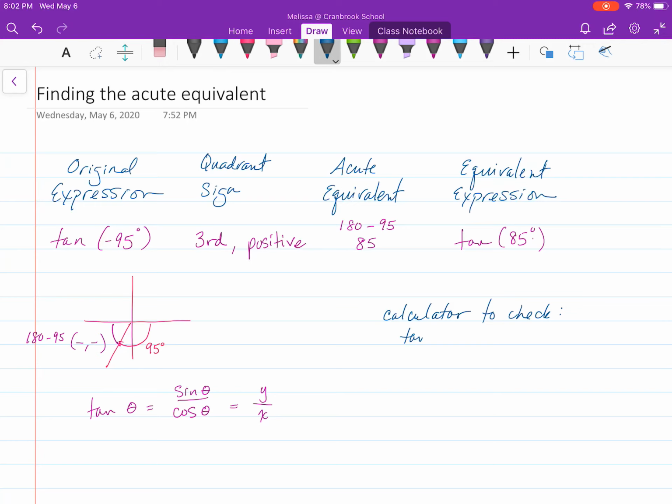If I calculate tan of negative 95 degrees on my calculator, I get approximately 11.43 rounded to 2 decimals. If I turn around and calculate the tan of 85 on my calculator, I will also get positive 11.43, also rounded. So the calculator verifies that my original expression and the equivalent expression do in fact equal the same thing.